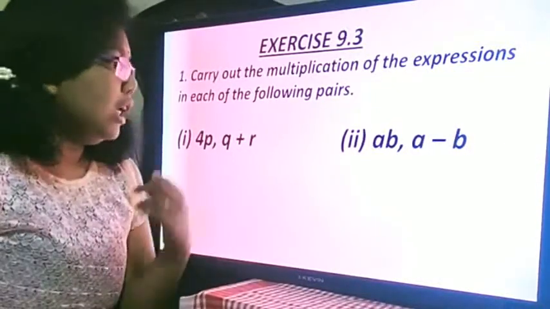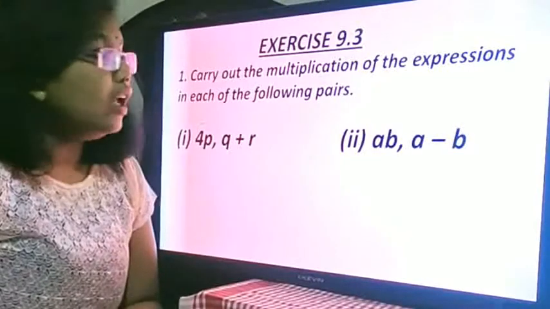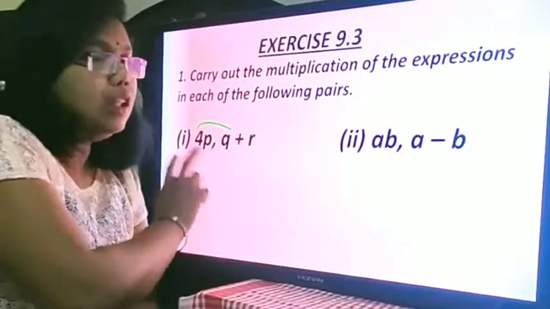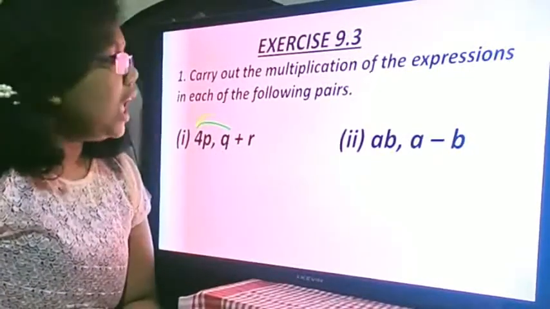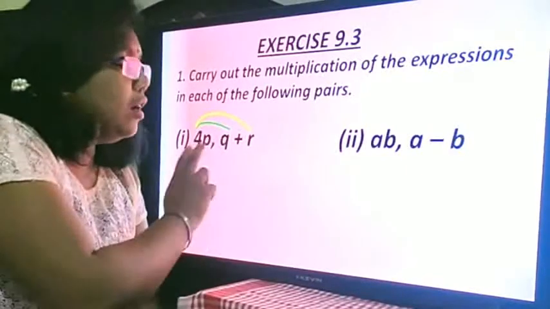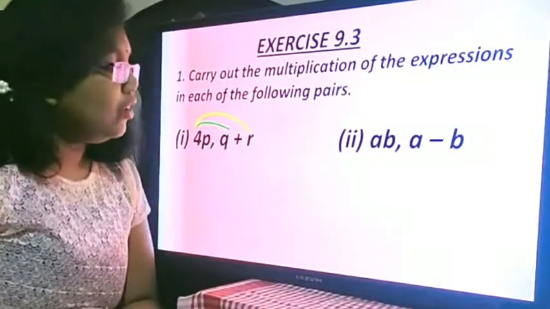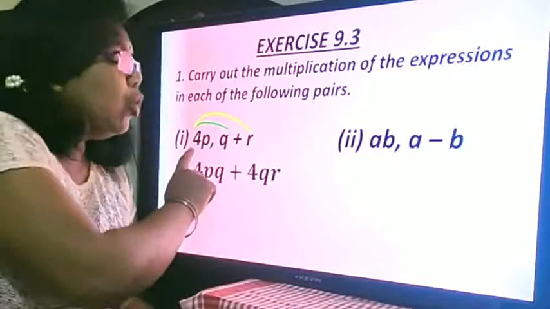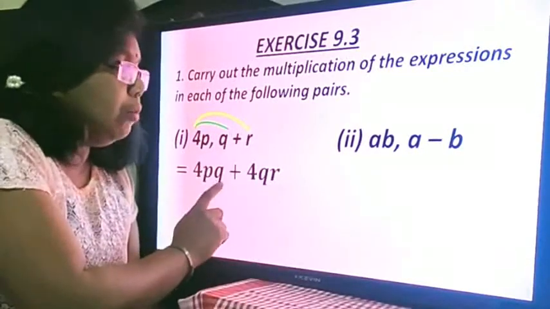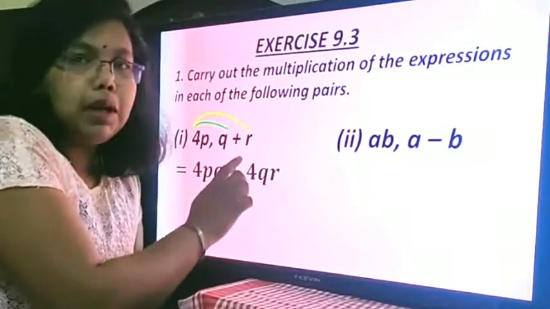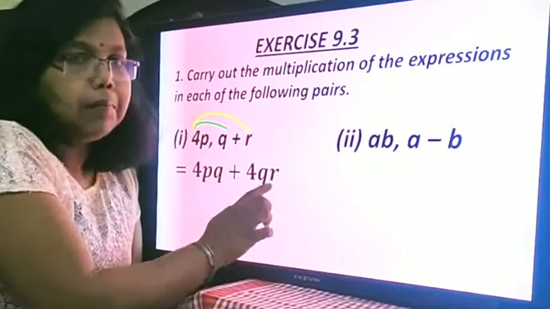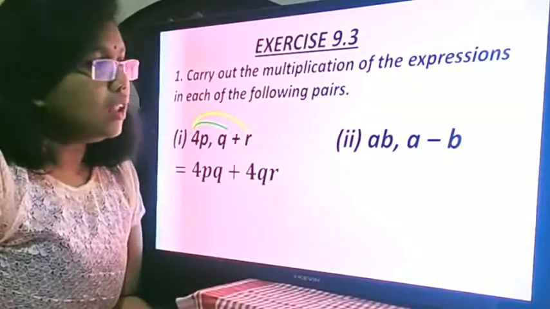So when we are multiplying a monomial by a binomial, what happens? First you multiply the first term with the monomial, and then you multiply the second term with the same monomial. And then whatever the answer is, you write it. So 4p multiplied by q gives you 4pq. 4p multiplied by r gives you 4pr. That is how we write the answer.